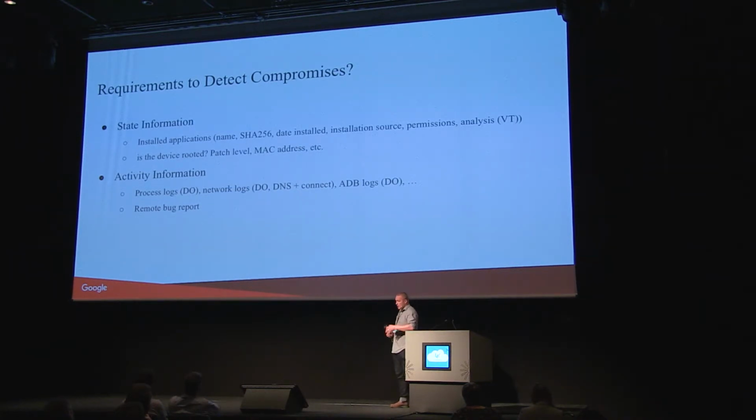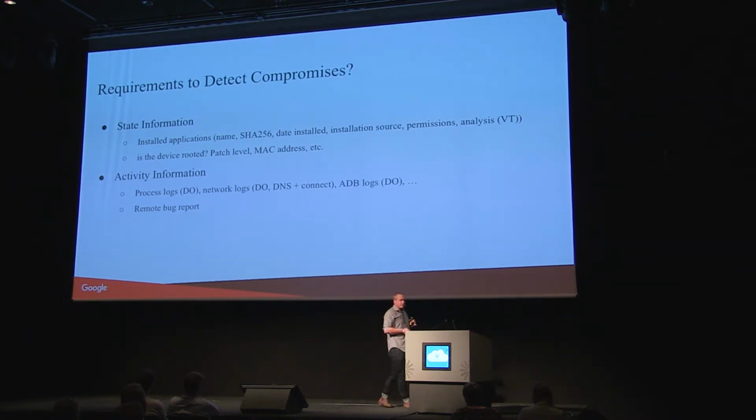But now, what can we get from Android devices? From state information, we can get, as we've always been able to get, lists of all the applications that are installed on the phone: the name, the hash values, when they were installed, whether they were installed from unknown sources or from the Play Store, and so on. And you can then cross-correlate that with your threat information and other information. But you can also get whether the device is rooted, rooting tests, what the patch level is, whether the bootloader is corrupted, and what the MAC address of the device is, so that you can correlate that to network traffic.